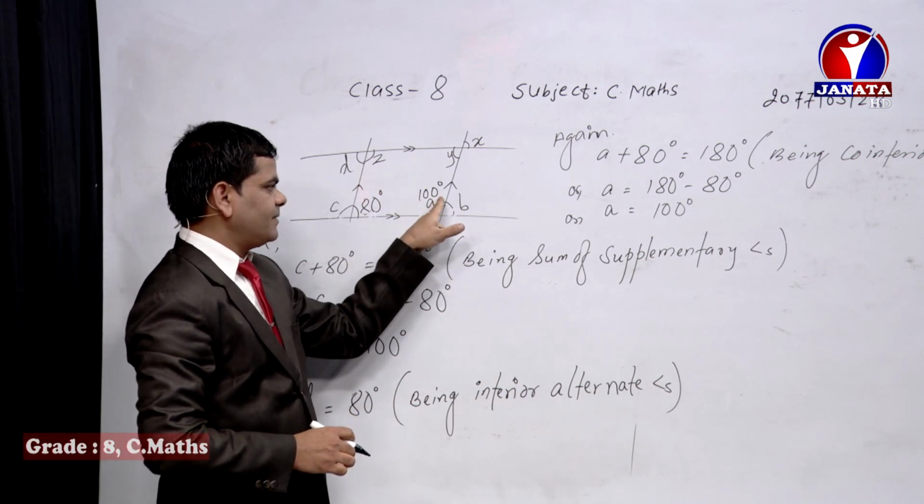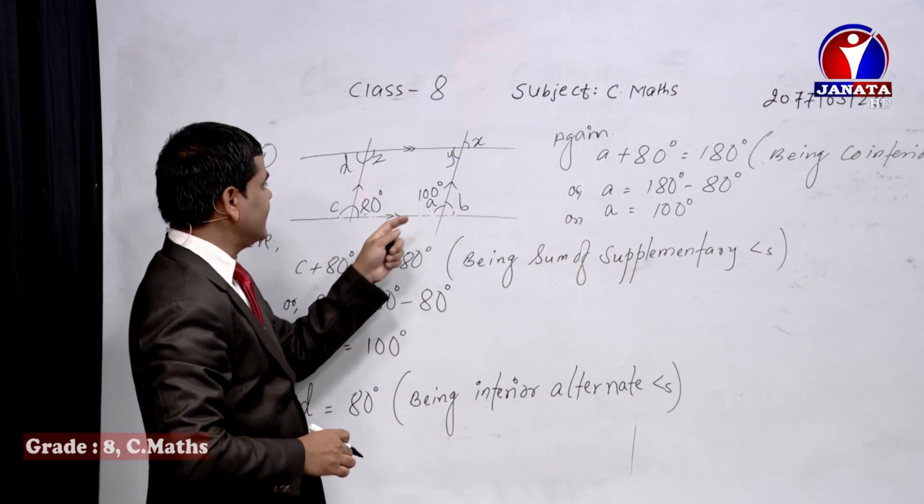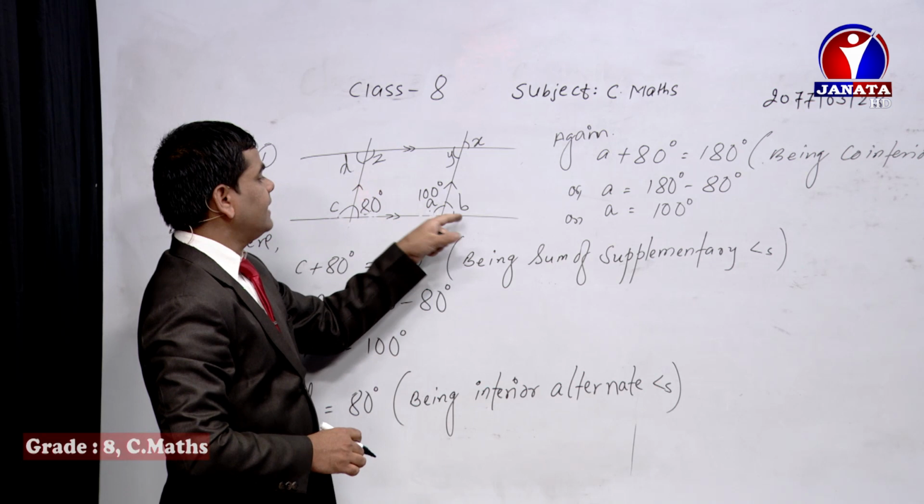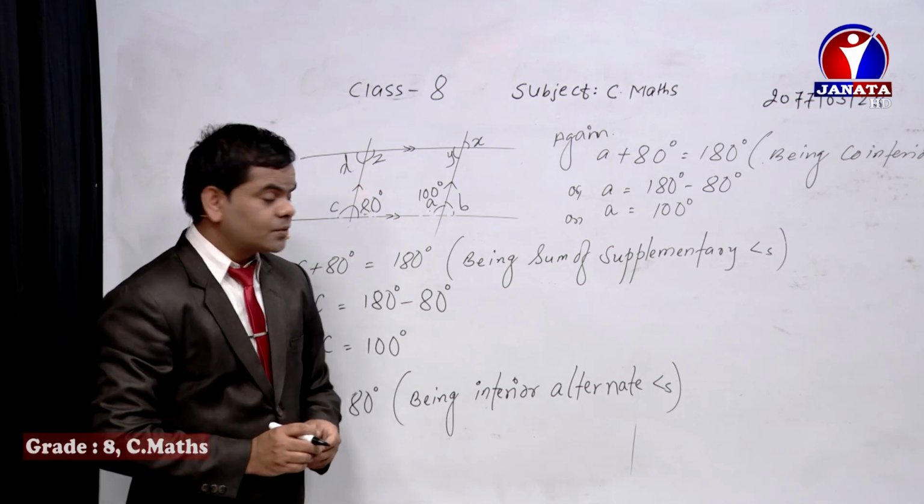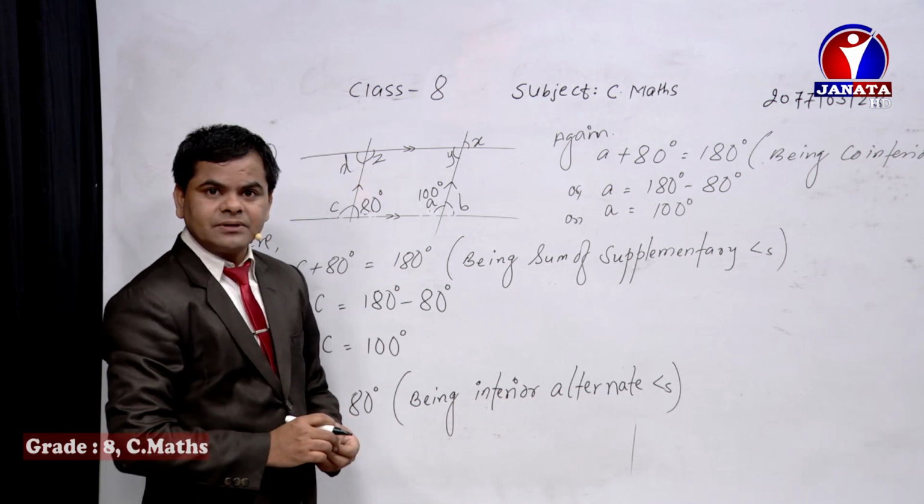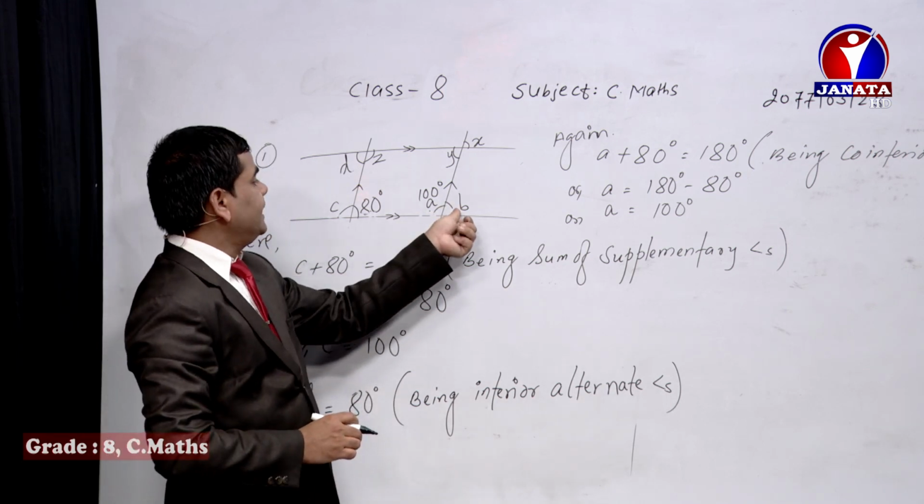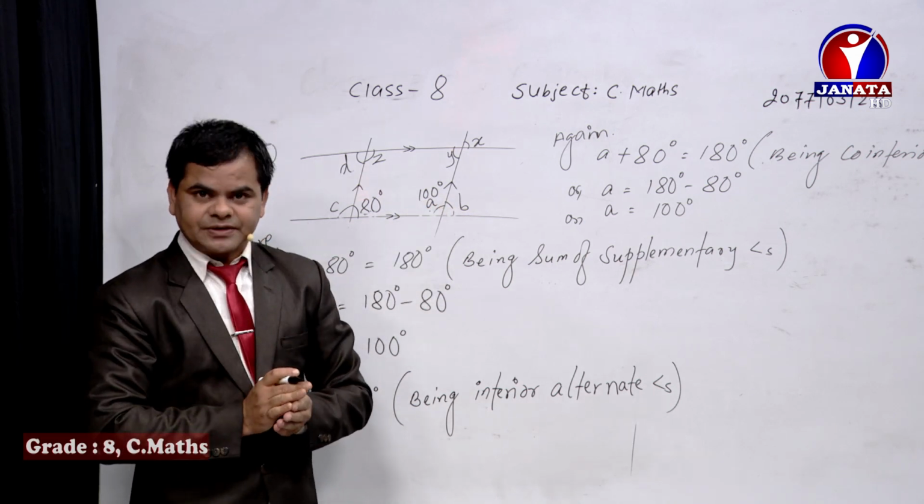So in the place of A, you can write the value of A as 100 degree, and find the value of B. What will be the value of B? I'm not going to write it in here. Dear student, you can do it yourself. Try yourself. B equals 80 degree. That is one way of doing it, dear student.